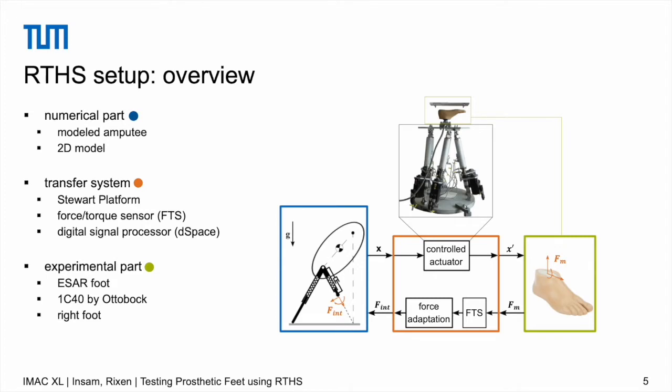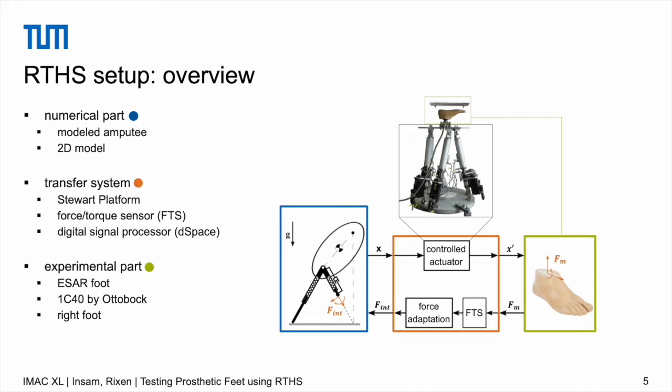The transfer system is responsible to transfer the force and the displacement information between the numerically simulated part and the experimentally tested part. So we need an actuator, which is in our case a Stewart platform. We need a force-torque sensor to measure forces and a torque. And we need a digital signal processor, which is a dSPACE system in our case.